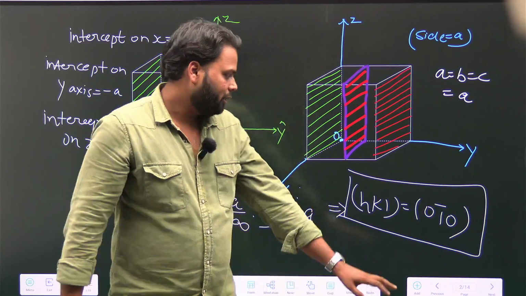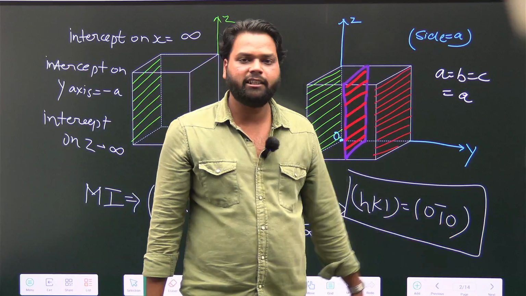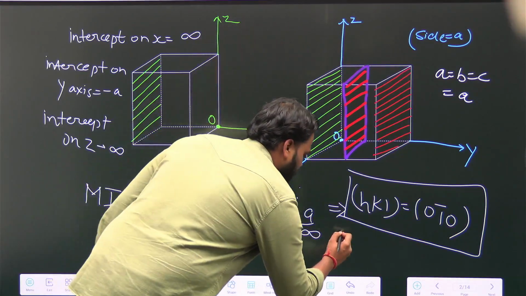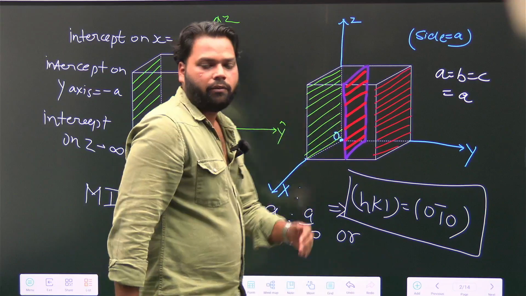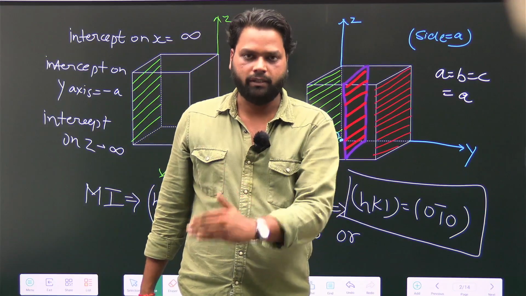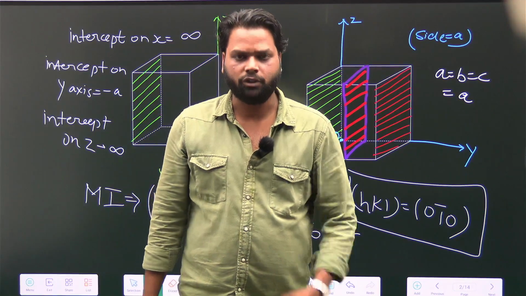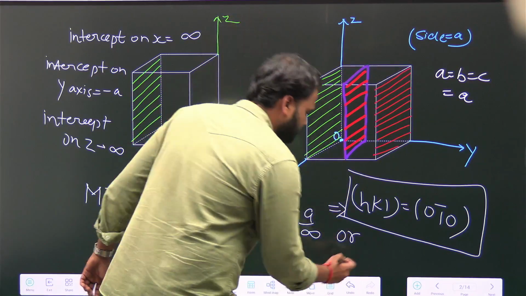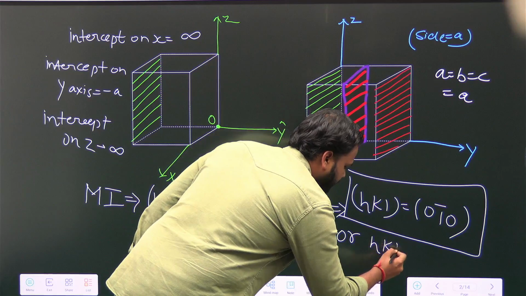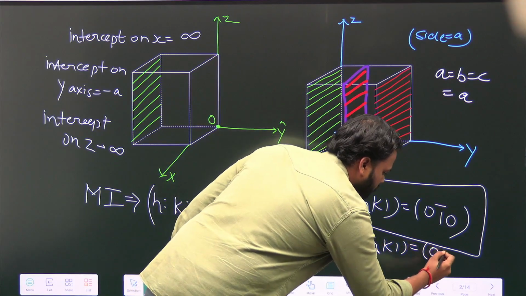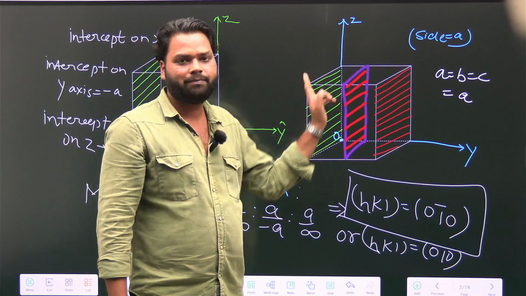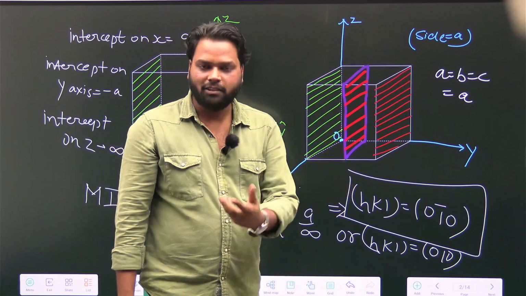Tell me, if you divide all the three integers by -1, what will you get? Divide all three integers by -1. 0, 1, 0. भाई 0, 1, 0 मिलेगा ना? That the Miller indices will be 0, 1, 0. क्या मिला आपको? इस प्लेन का Miller indices कितना मिला? 0, 1, 0.